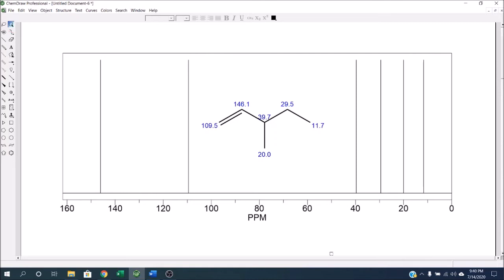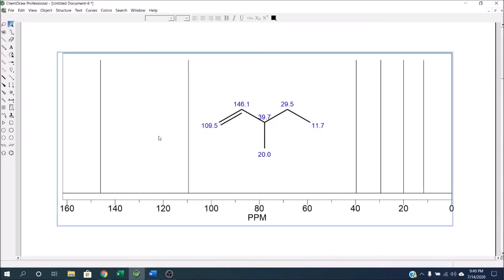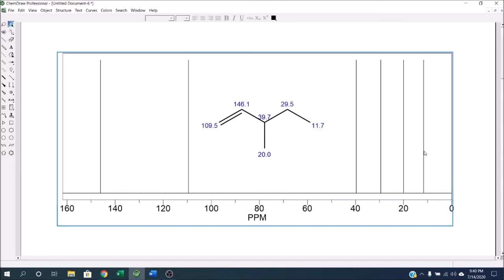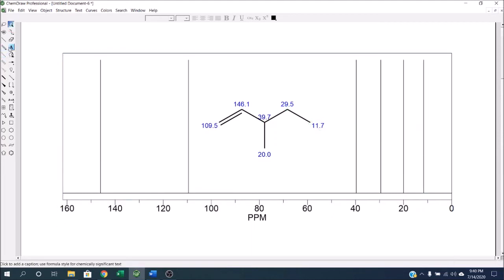Now, as for the coupled spectrum, this is a decoupled spectrum where everything is a single line. The coupled spectrum is going to be a mess. Notice that the peak here at 11.7 is a methyl group, so that means there are 3 hydrogens on it. So it would need to be a quartet. And so we would need to come up with a way of drawing 4 of these lines in here, which would then be difficult to distinguish from the 4 lines that we'd see for the peak at 20. The peak at 29.5 would be 3 lines. 39.7 has 1 hydrogen, so it would be a doublet.